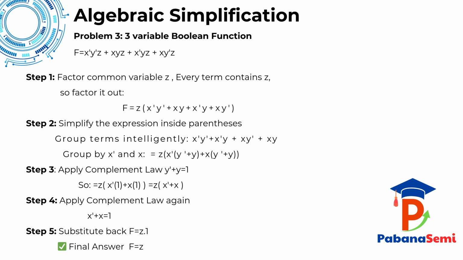Step 5. Final simplification. Substituting back, we get f equals z times 1, which simplifies to f equals z. Final answer. So the final simplified result is f equals z. This means the output depends only on z, and the variables x and y have no effect on the final output. This is a powerful example of logic optimization, where a complex three-variable expression reduces to a single variable.